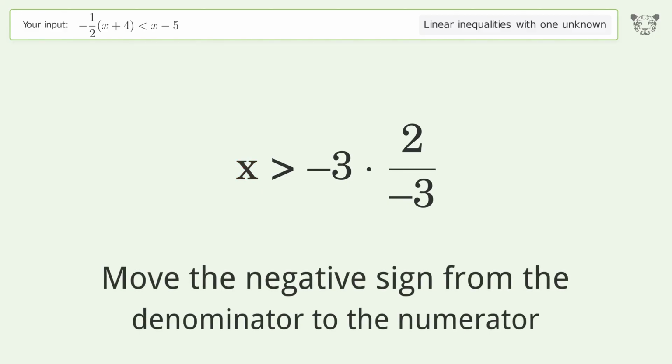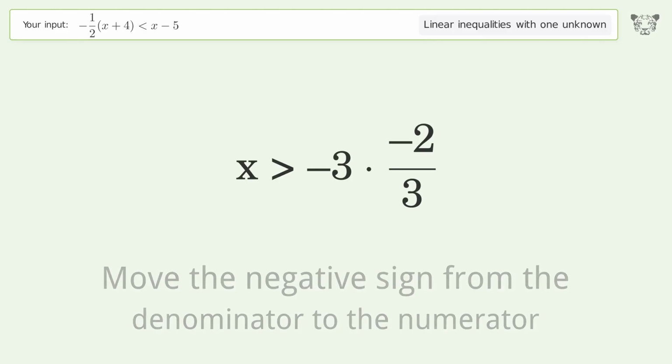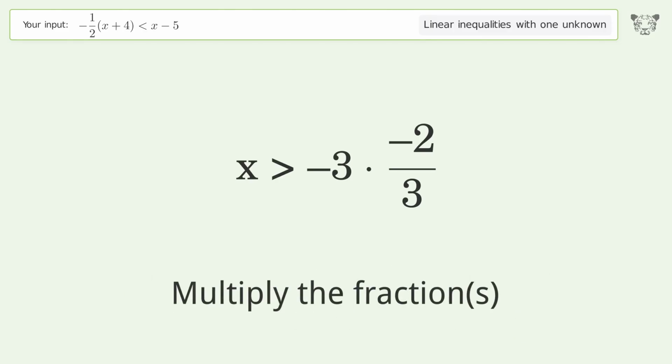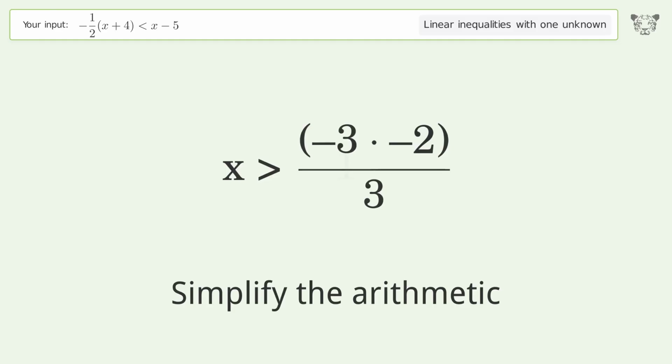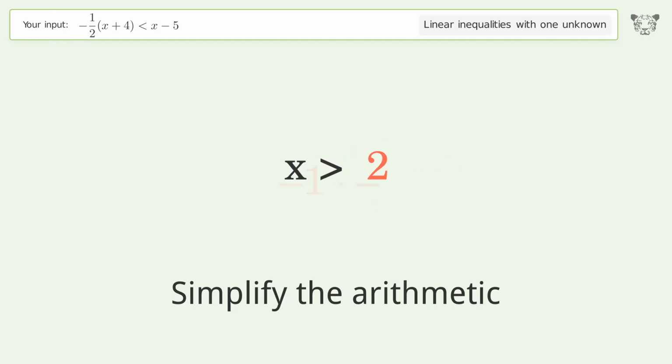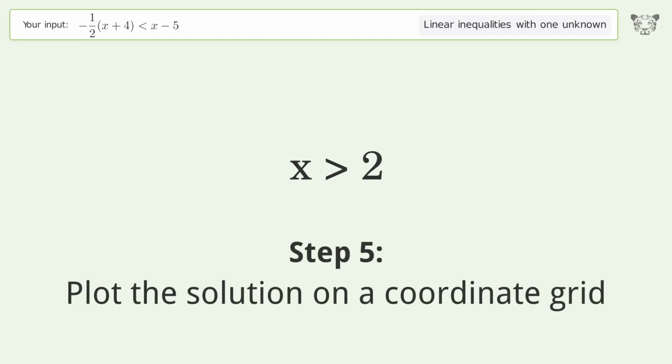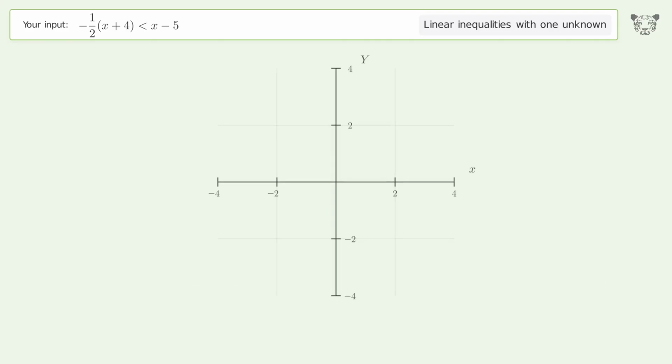Move the negative sign from the denominator to the numerator. Multiply the fractions. Simplify the arithmetic. Plot the solution on a coordinate grid. And so the final result is x greater than 2.